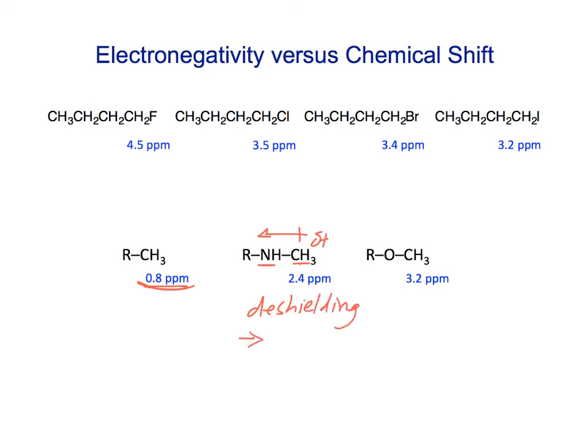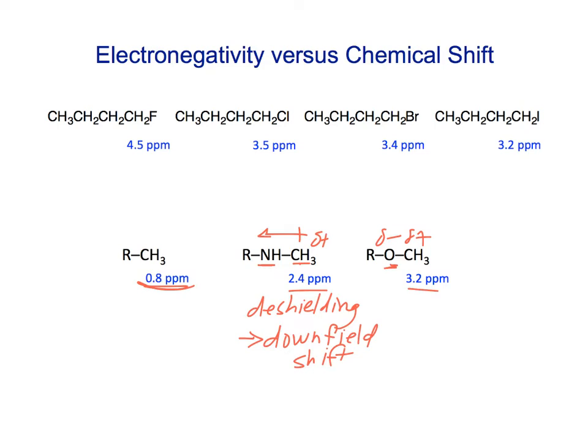And so we see a downfield shift. It goes from 0.8 to 2.4. If instead of nitrogen we put an oxygen on there, oxygen is more electronegative than nitrogen is, then we see even more deshielding, right? We build a stronger delta plus there. And it shifts to 3.2 parts per million, okay?